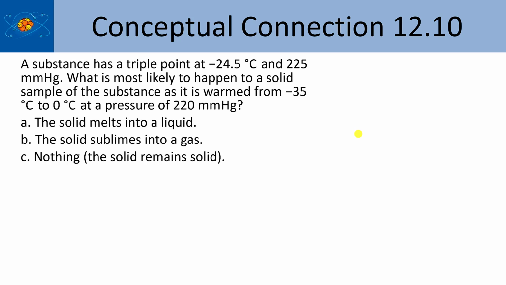Here's another variation of that same problem. A substance has a triple point at minus 25 degrees Celsius and 225 millimeters of mercury. What is most likely to happen to a solid sample of the substance when it's warmed from minus 35 to 0 degrees Celsius at a pressure of 220 millimeters of mercury? And then they give us some options: the solid melts to the liquid, the solid sublimes to a gas, and then nothing, the solid remains solid. So how do you answer this question?